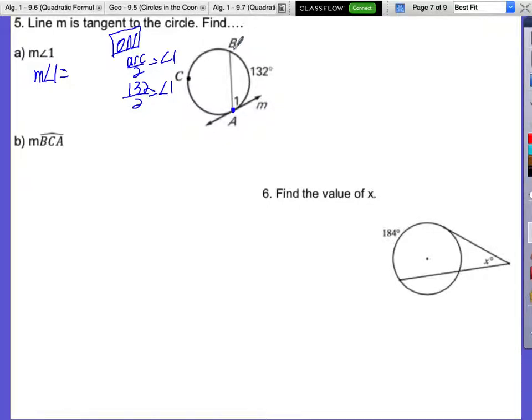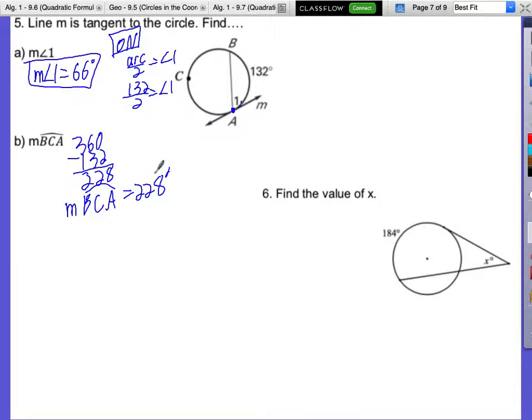So anyway, we have the intercepted arc is 132. We're told that. So we know this angle is going to be half. So we take 132 divided by 2 and we get 66 degrees, okay? Exactly. So, if this is 132, what would be the measure of our BCA, the rest of the circle? 228. Okay. 360 minus 132. So the measure of our BCA, the major arc here, would be 228 degrees.